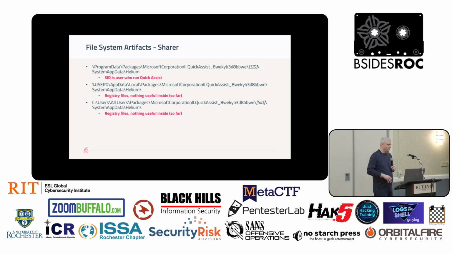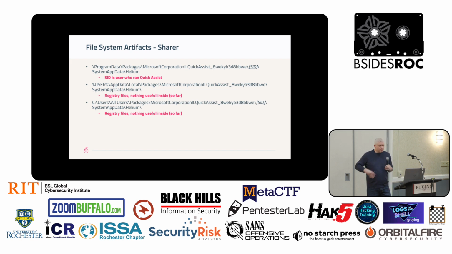There are two other directories within. First off, that particular user's directory has a very similar directory structure to Helium, and that actually drops a registry file in there. I think it's actually a UserClass.dat, although I could be wrong. It's either NTUSER or UserClass.dat. I don't remember which one. Same thing for the next directory, where instead of the user's directory, it's in the All Users directory, and the SID is in that directory structure as well.